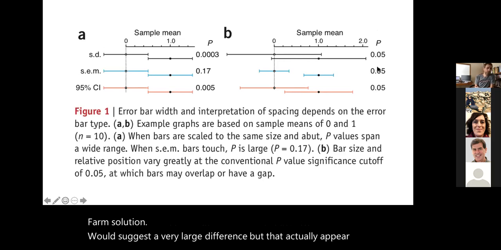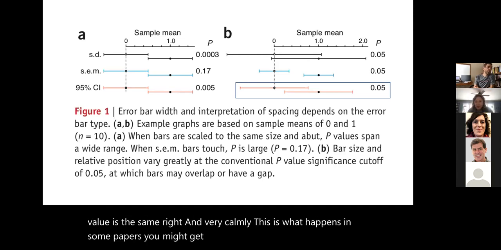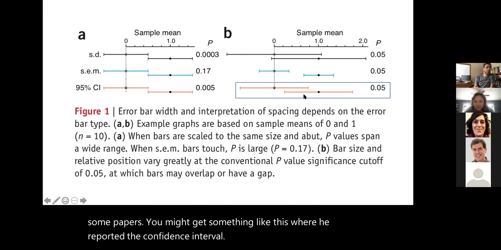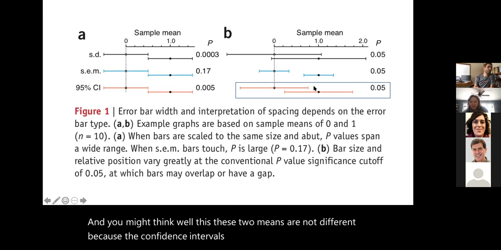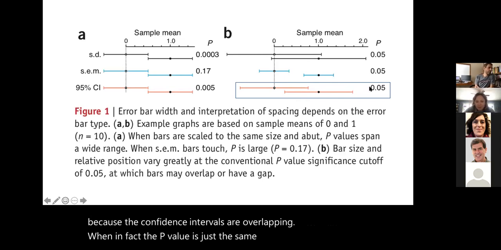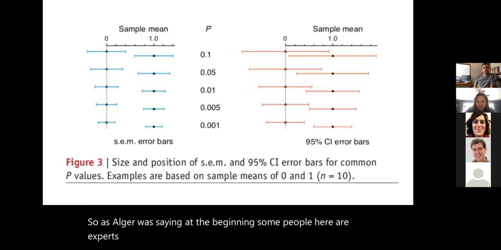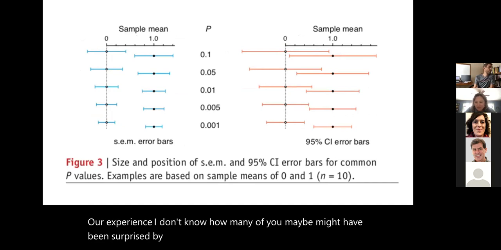Very commonly, this is what happens in some papers. You might get something like this, where you report the confidence interval, and you might think, well, these two means are not different because the confidence intervals are overlapping. But in fact, the p-value is just the same, 0.05. As Audrey was saying at the beginning, some people here are experts and some are experienced. I don't know how many of you might have been surprised by what I was showing you.